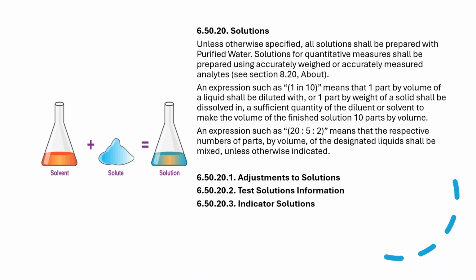Now the next is 6.50.20.3, that is indicator solution. Indicator solutions are prepared as specified in the procedure and used to indicate the endpoint or condition required for the test. So for all these solutions, whether it's adjustment of the solution, test solution information, or indicator solution, you need to follow the specific procedure method, right? Whatever the procedure mentioned in the specific monograph, you need to follow that.